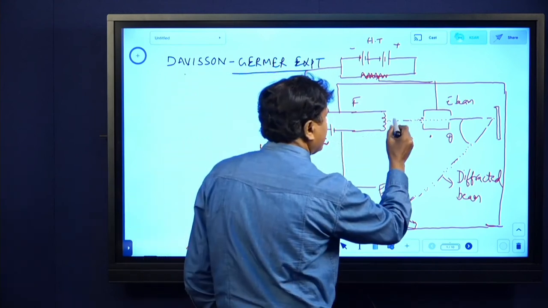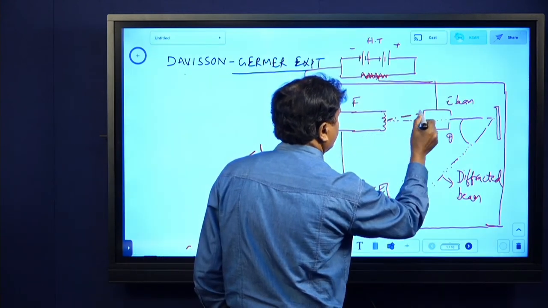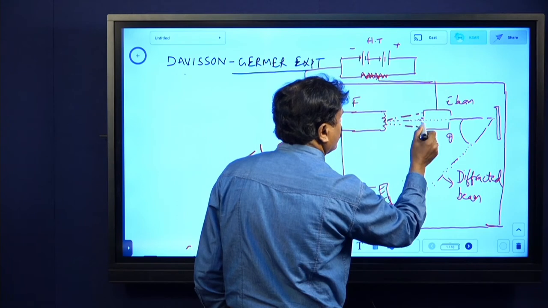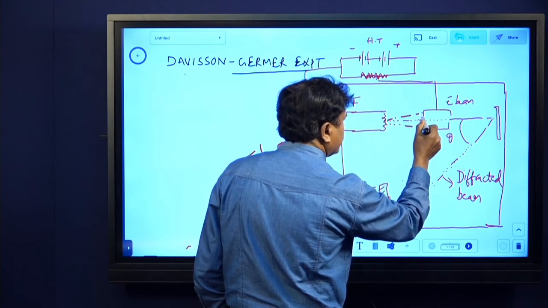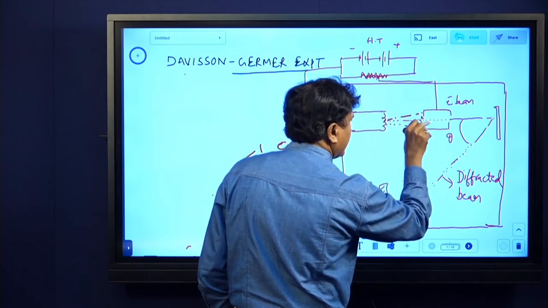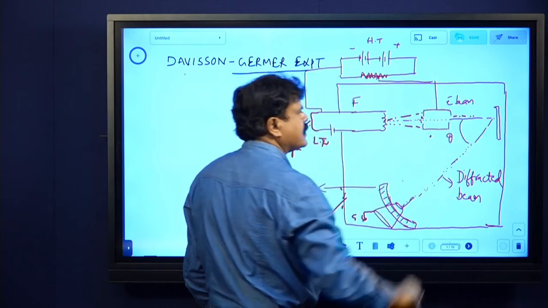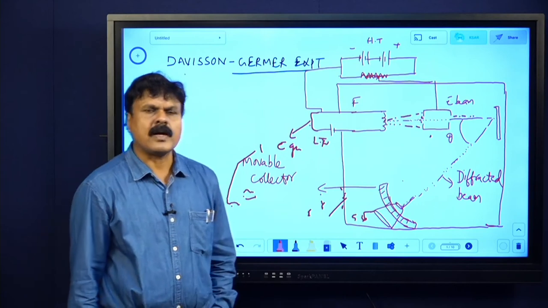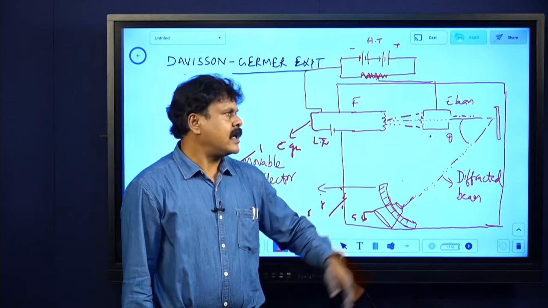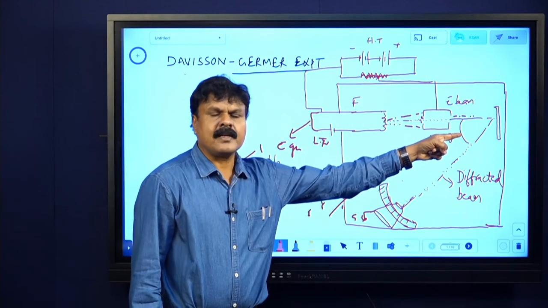See, here I am writing like this, but actually electrons will be moving like this also. But here only there are some holes. Only electrons which pass through these holes will come out here as a parallel beam. That's it. That parallel beam is called a collimated beam. That collimated beam is made to strike that nickel target.